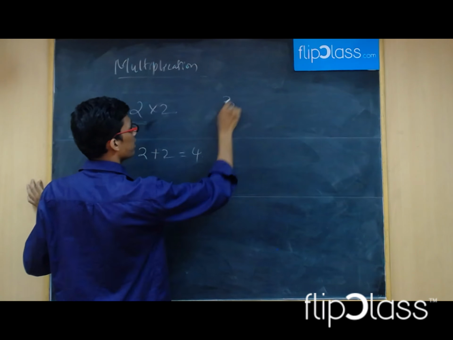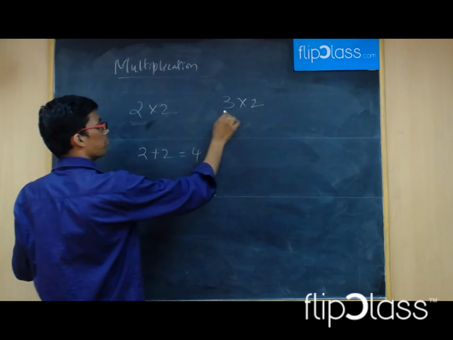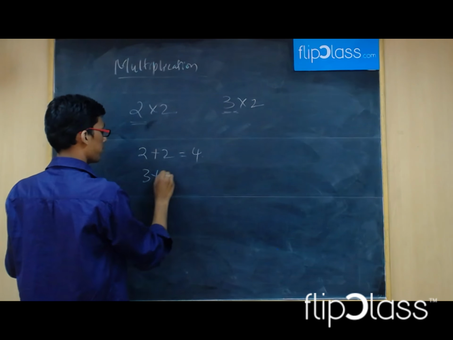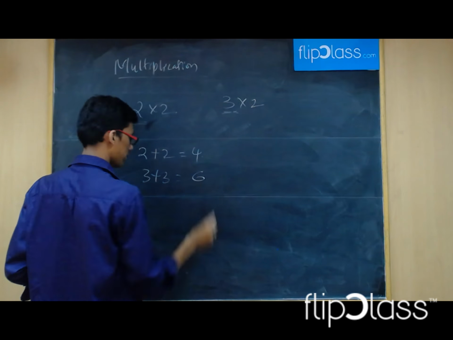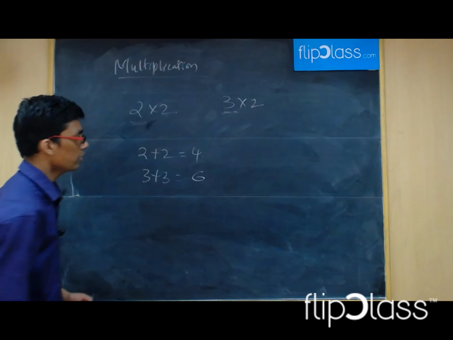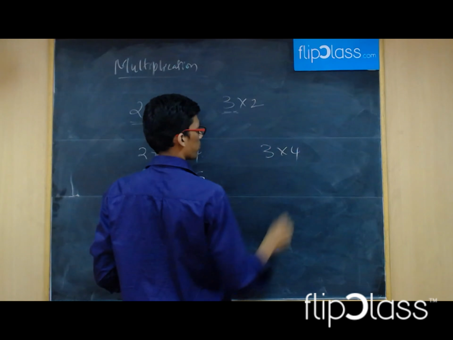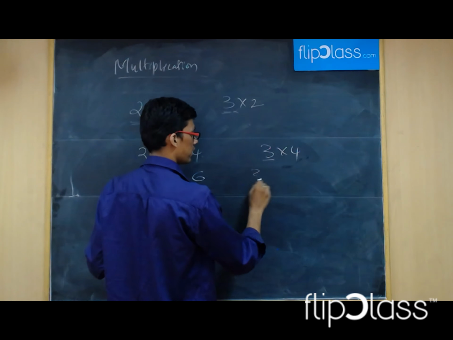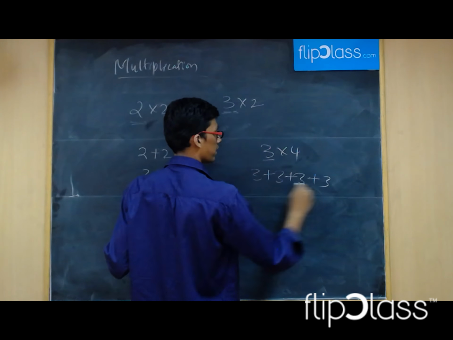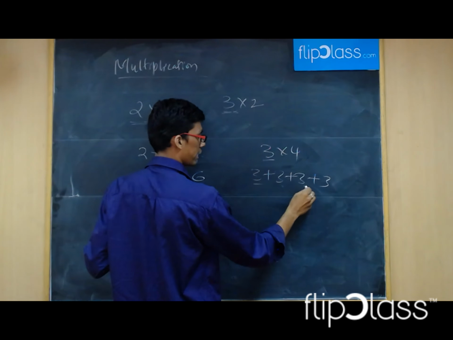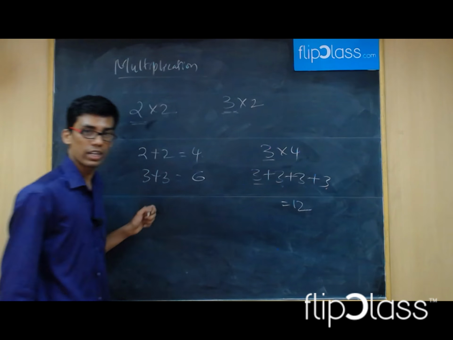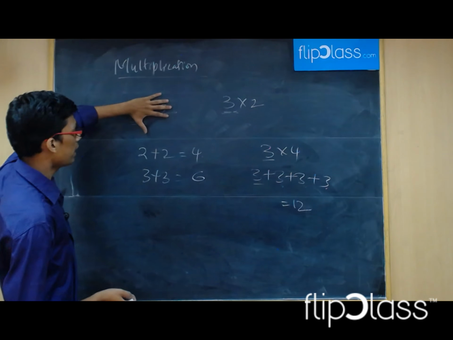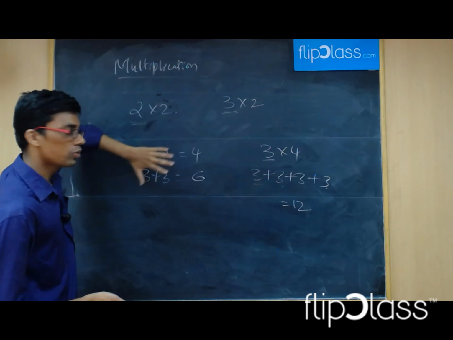Now if you see the same thing as 3 into 2, you are taking the number 3 and multiplying it twice, which is nothing but 3 plus 3, which is 6. Now if you take the case of 3 into 4, the number is taken 4 times: 3 plus 3 is 6, 9, plus 3 is 12. Now you have seen what we mean by multiplication and how it is related to addition.